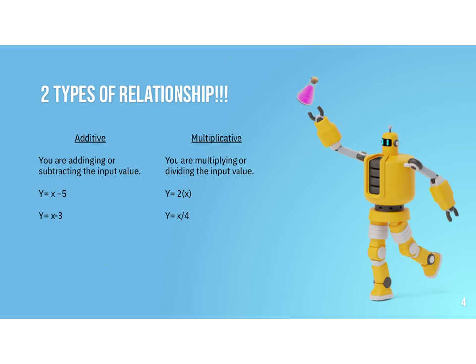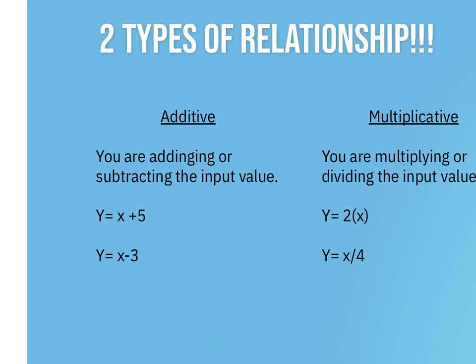So on additive, you are adding or subtracting the input value. And what I mean by that is like this. So in this case it is x plus 5. So that's a form of adding to the x value, to your input value. If you remember back to our tables, it can be the input or it can be the independent value. Or you could be subtracting, so x plus 5 or x minus 3. That's an additive relationship, right? It could also be written as y is equal to 5 plus x as well. Either one is still additive.